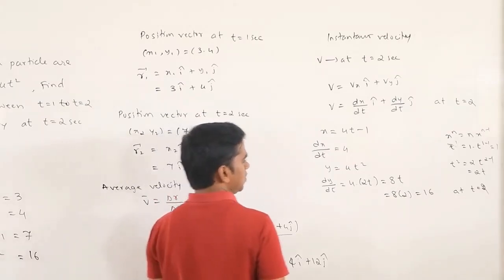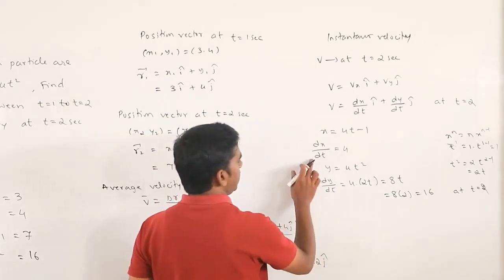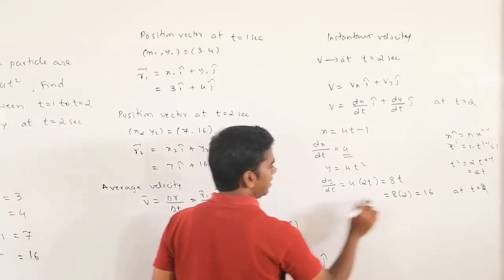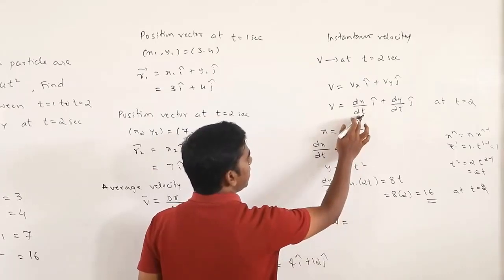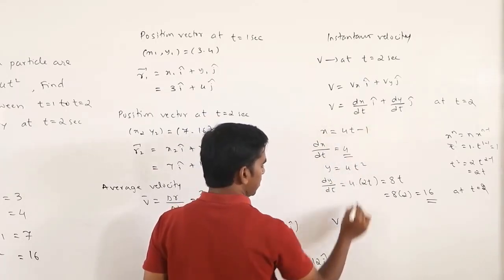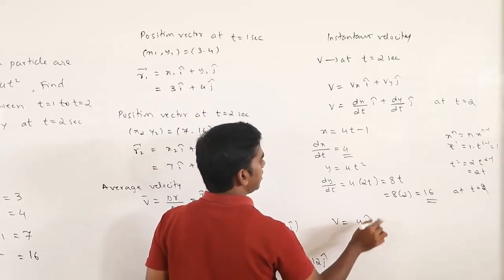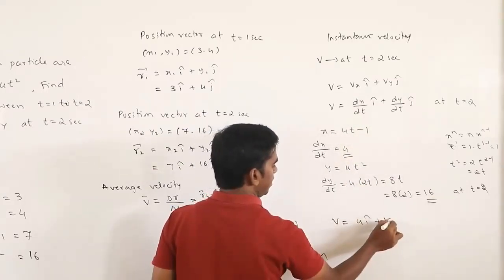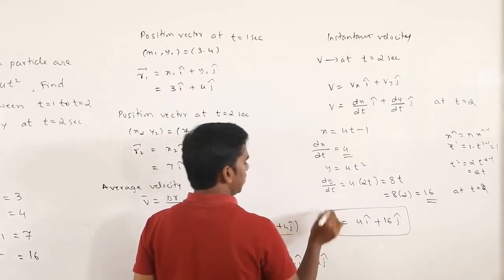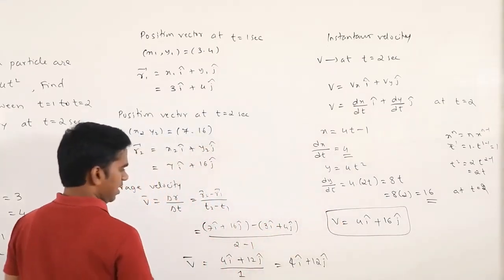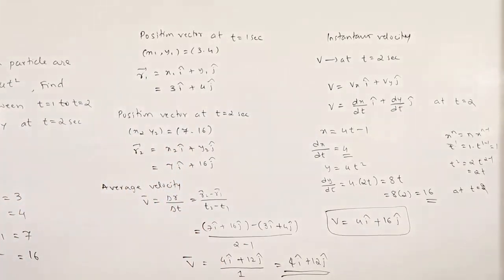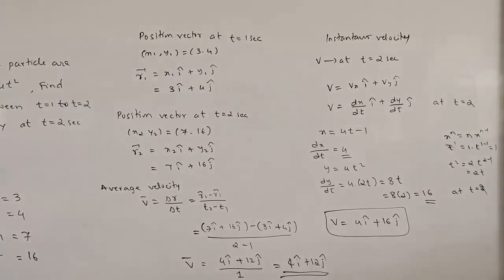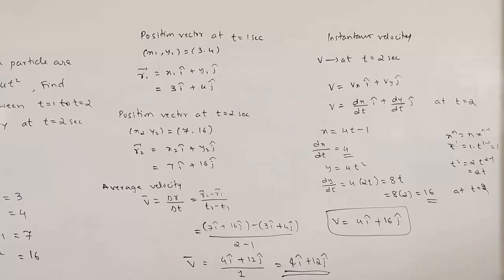So now you got dx by dt as 4 and dy by dt as 16. So substitute here. v equals dx by dt, which is 4, so 4 i cap plus dy by dt, which is 16 j cap. Okay, so this is going to be your instantaneous velocity, and this is going to be your average velocity. Okay, so in these kinds of problems, finding the position vector and velocities or displacement vector helps you to solve the numericals.